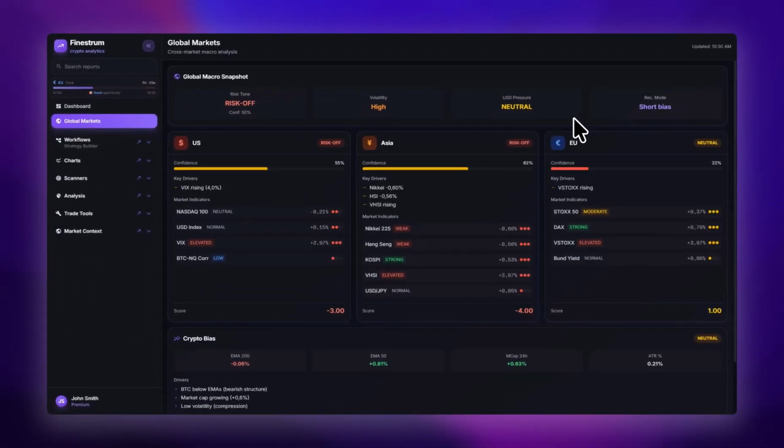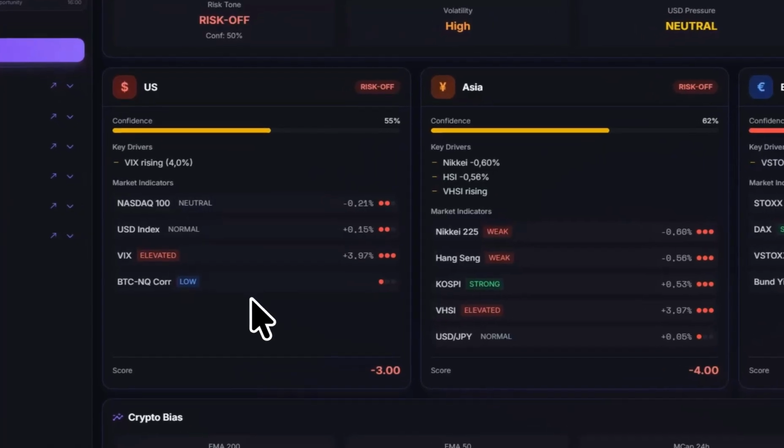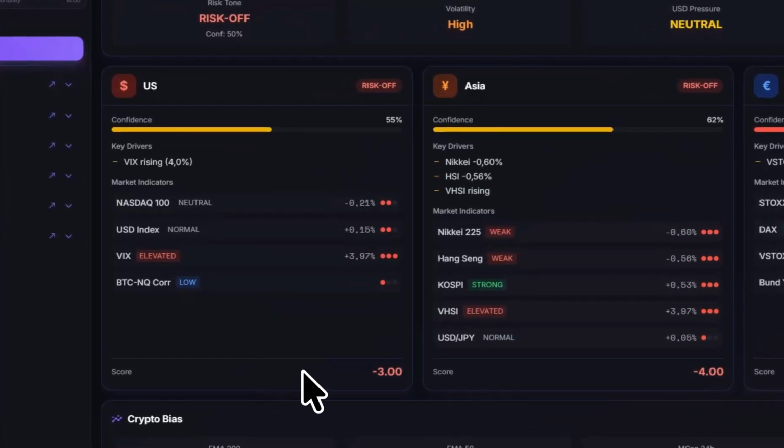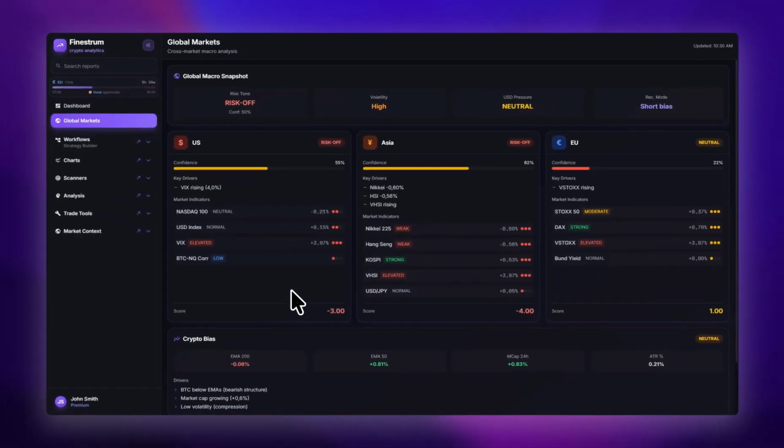Below the global snapshot, the dashboard is divided into 3 major regions: US, Asia, and Europe. Each region is analyzed independently, but within the same framework. In the US section, you'll see a confidence score that reflects how strong and consistent current signals are. Below that, key drivers such as volatility, major indices, and correlation metrics help explain what's driving price behavior. This allows you to quickly understand whether the US market is supporting risk-taking or signaling caution.